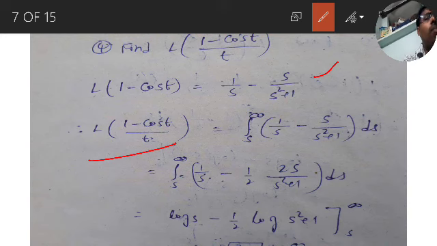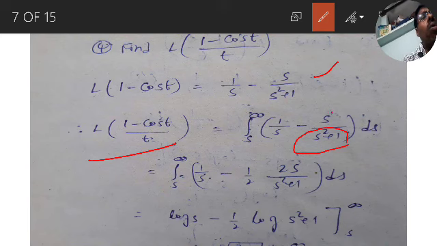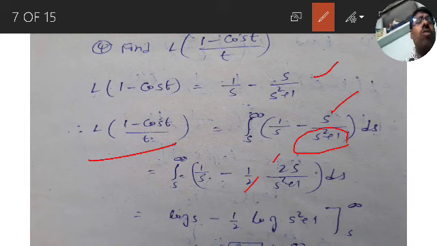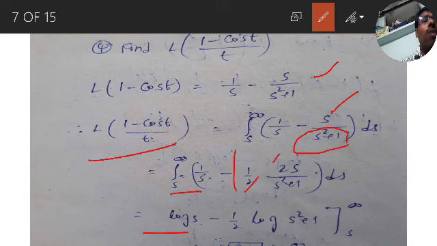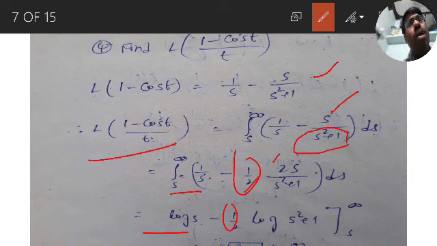So the derivative of the denominator is 2s, but you are having only s, so multiply and divide by 2. Integration from s to infinity of 1 by s minus 1 by 2 into 2s by s square plus 1 into ds. Integration of 1 by s is log s, with 1 by 2 as a constant outside. Integration of 2s by s square plus 1.